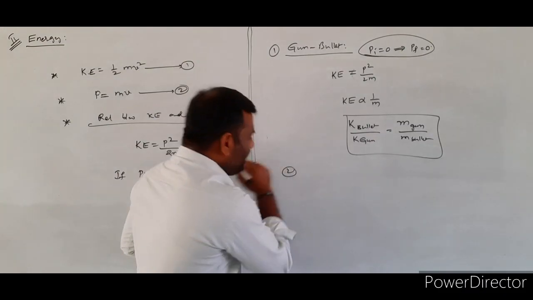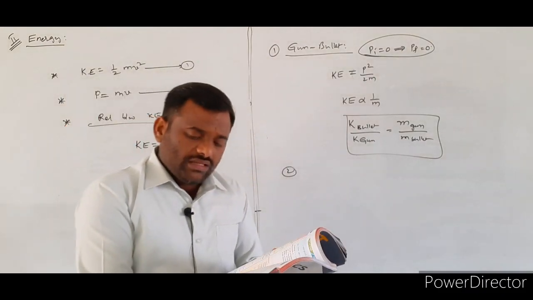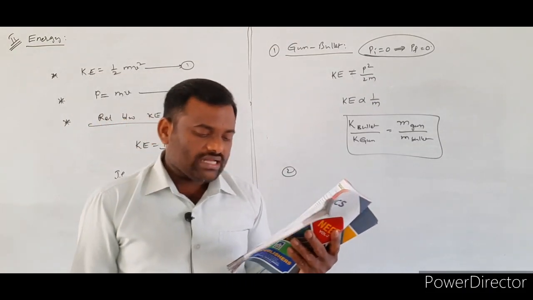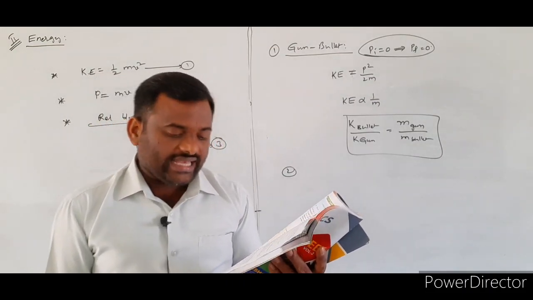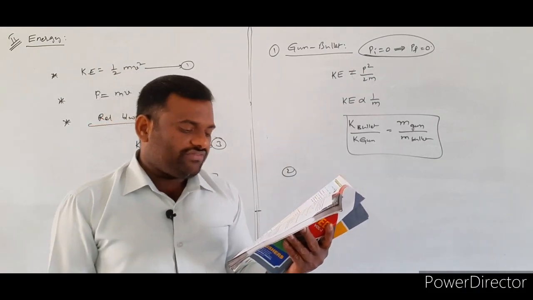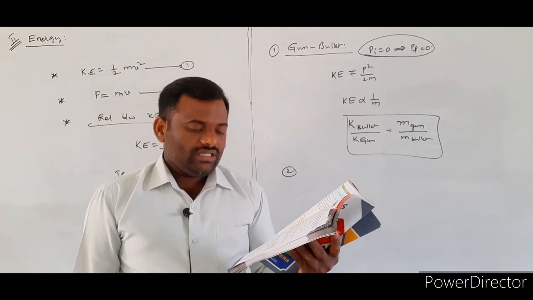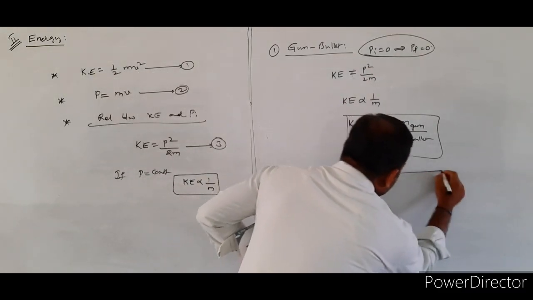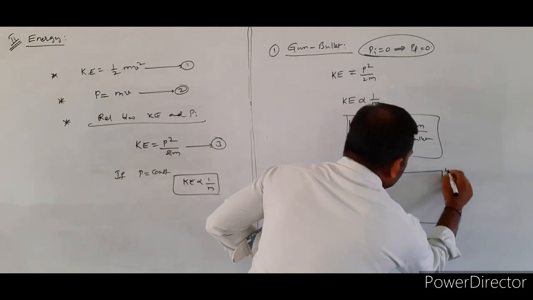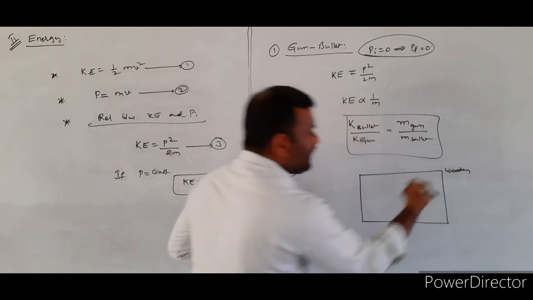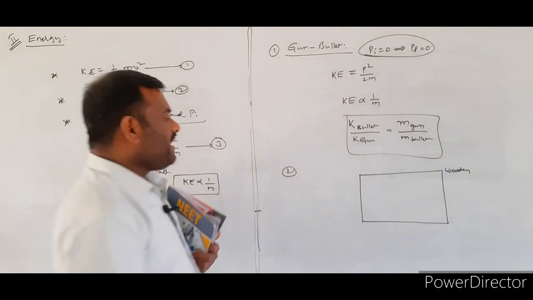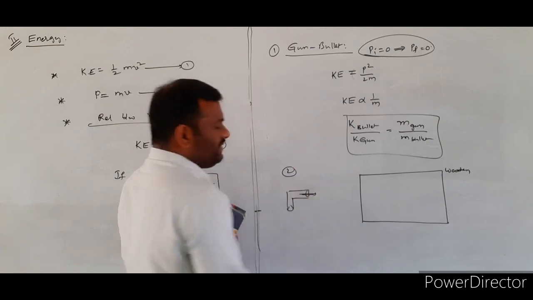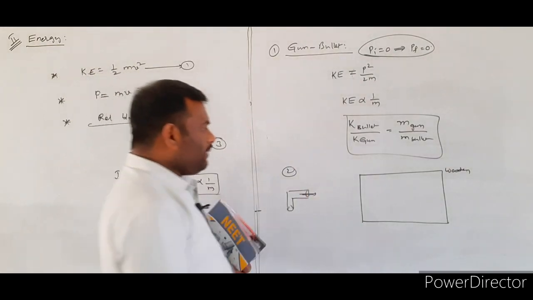And the second application: a bullet of mass m is moving with a velocity v, stops in a wooden block after penetrating through a distance x. If S is the resistive force offered by the block on the bullet, then see here, they consider a wooden block like a target. We are firing the bullets with the help of the gun.